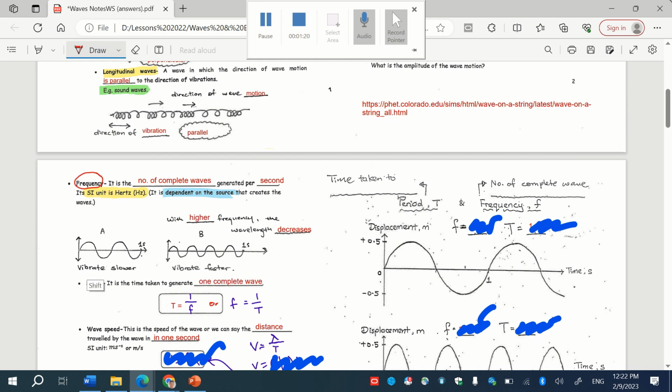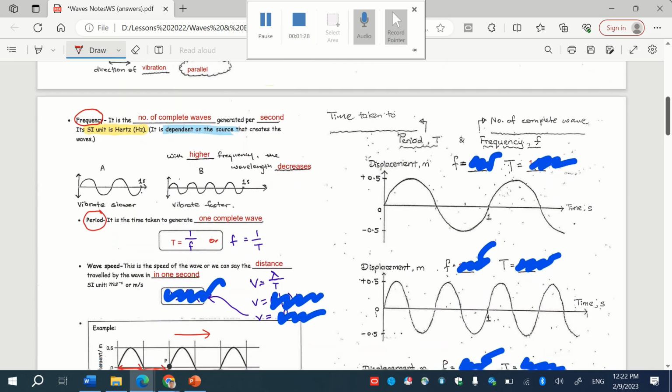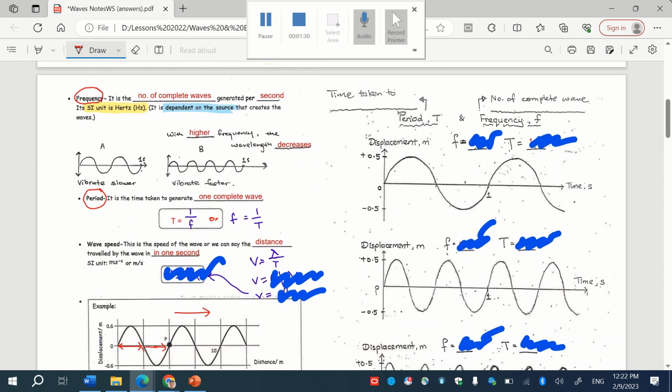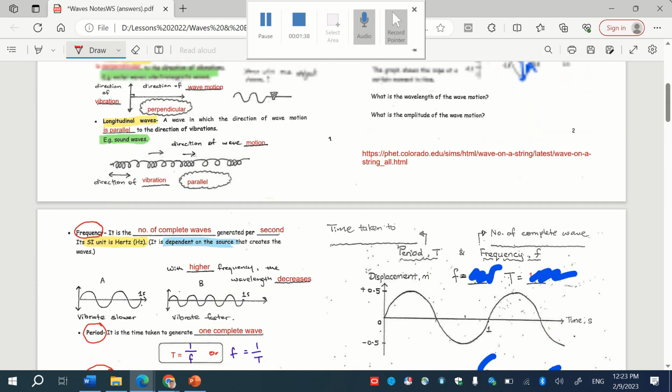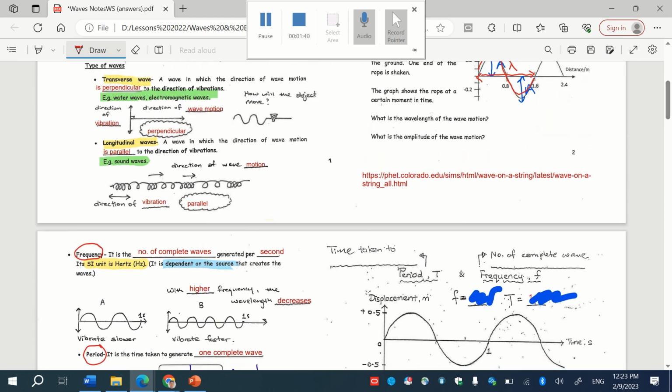Frequency and period. These are two very important terms. After which you will learn about wave speed and the wave equation, the three wave equations. So first of all, let's talk about frequency, the relationship between frequency and the wavelength.